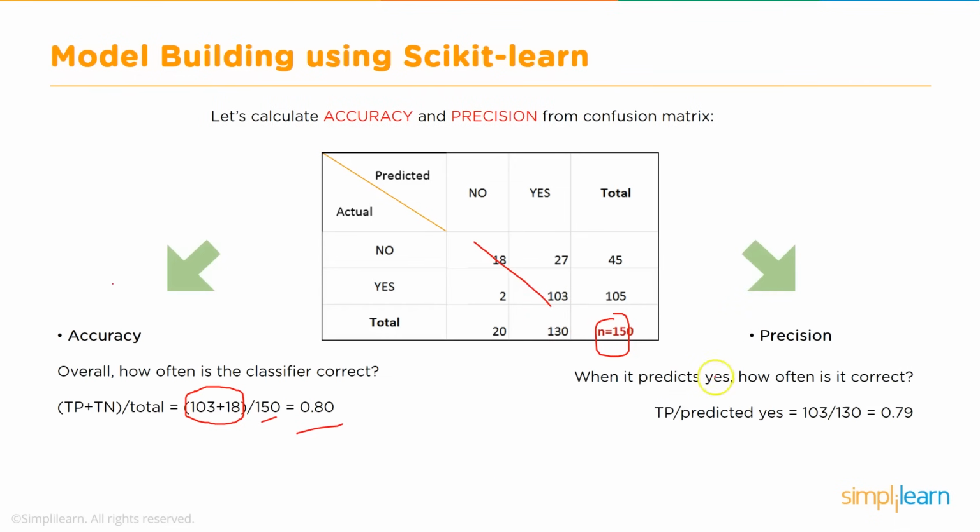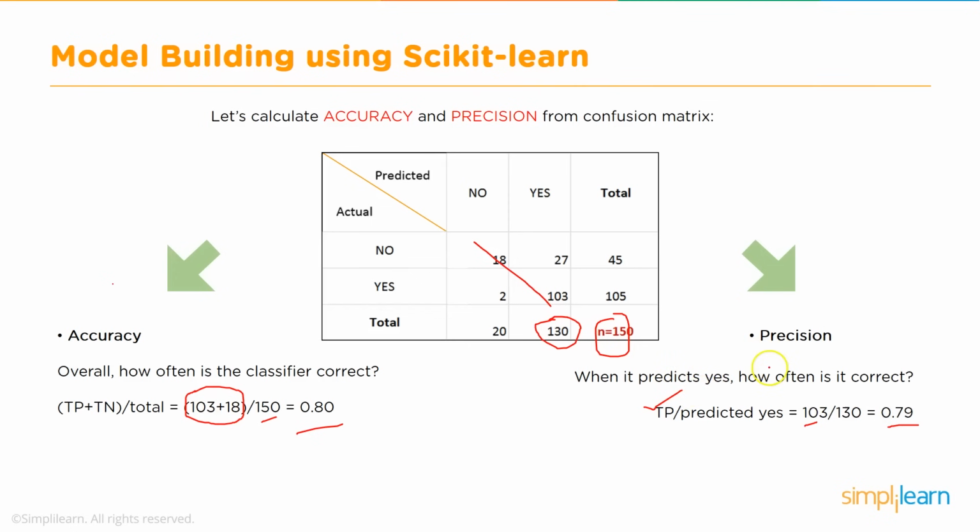So 103 is our true positive, divided by the total predicted as yes. Now what is total predicted as yes? Remember, 130 of them have altogether been predicted as yes. Not that they are correctly predicted, only 103 have been correctly predicted, but 130 of them have been predicted as yes. So precision is basically the ratio of these two. Out of the total predicted, how many of them are actually true? So 103 by 130, which is again about 80%, is the precision. That's how you calculate precision.